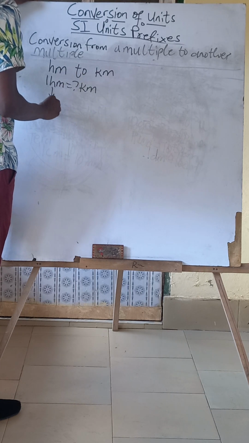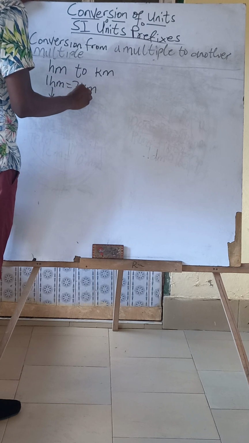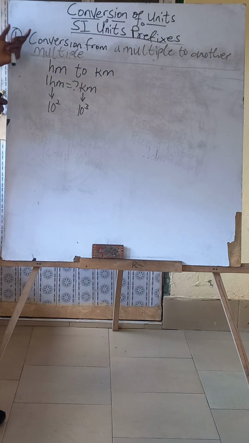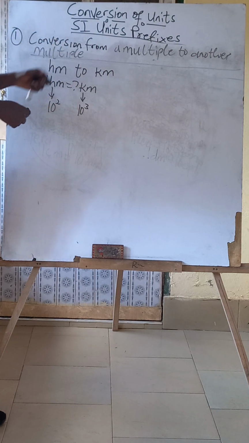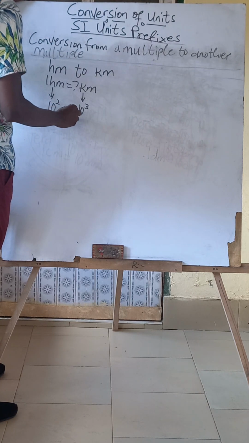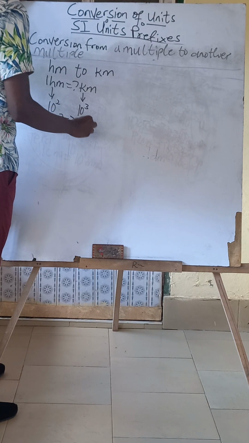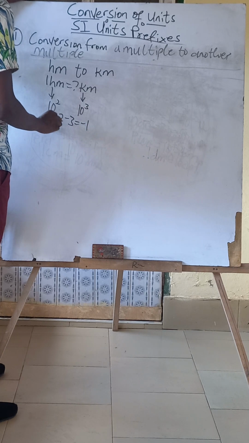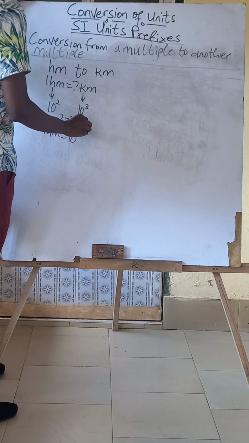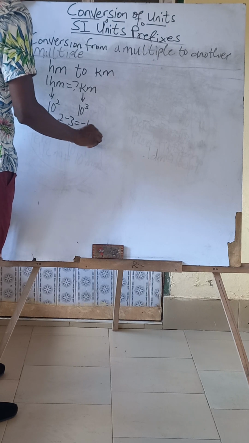Hecto means 10 raised to the power 2, and kilo means 10 raised to the power 3. When you are converting from one multiple to another, you subtract the exponents. So 2 minus 3 will give you negative 1. Meaning 1 hectometer is equivalent to 10 raised to the power minus 1 kilometers.